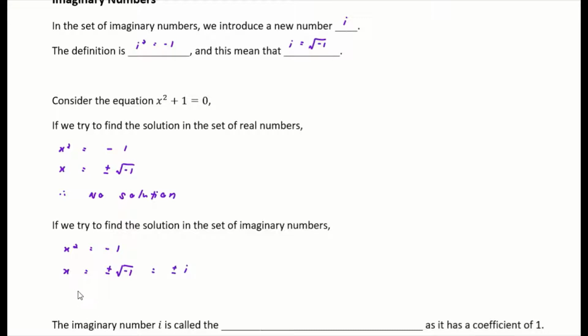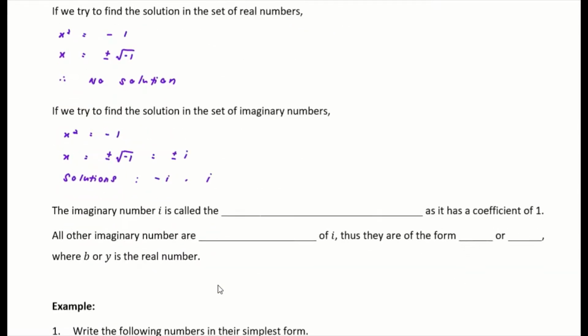So actually I have two solutions, the first one is going to be negative i, then the second one is going to be positive i. Okay, so that's the idea. So this imaginary number i is called the unit imaginary number. As this number has a coefficient of 1, which means like the square root of negative 1.